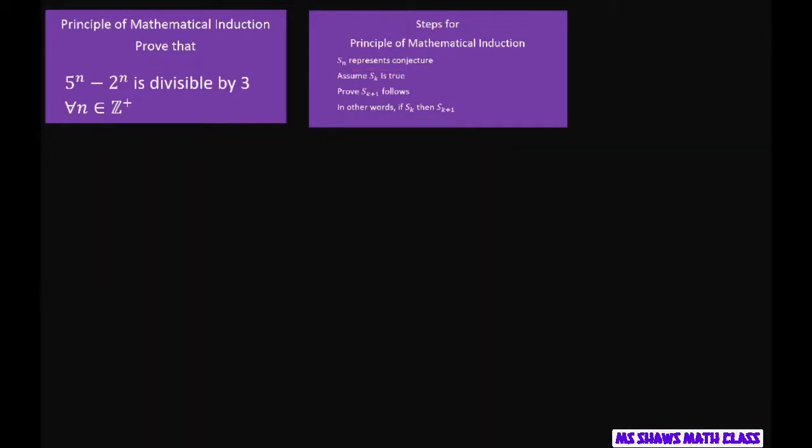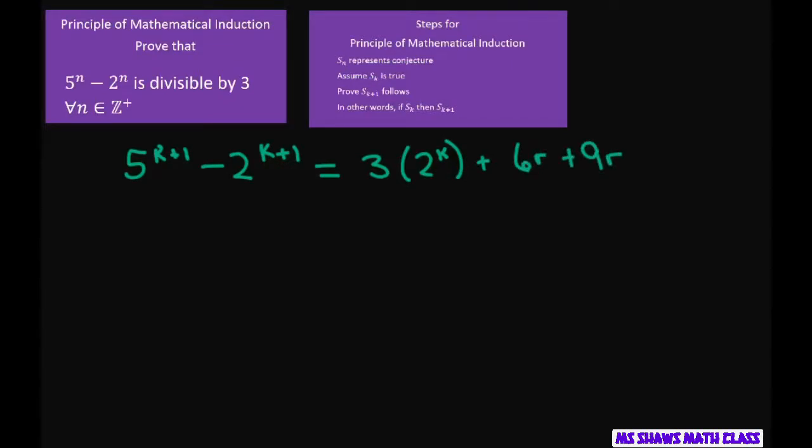Now simplifying that out, what I can do is subtract the 2 to the k plus 1 from both sides. And we're going to get 3 times 2 to the k plus, and we had 6r plus 9r. Well, that just equals 15r. So I'm going to write that out. It's just going to be 15r.